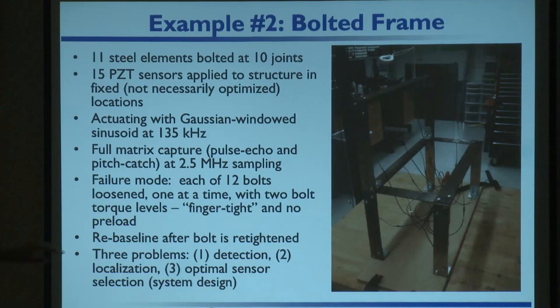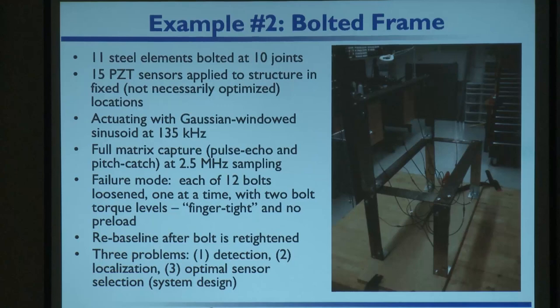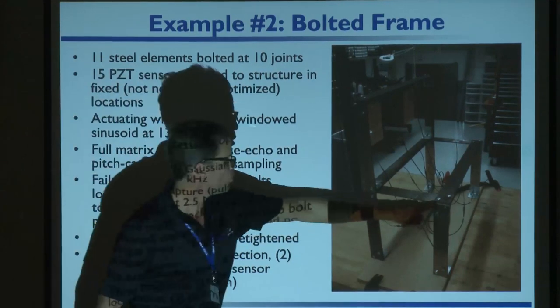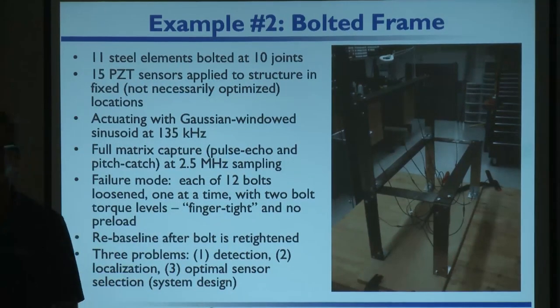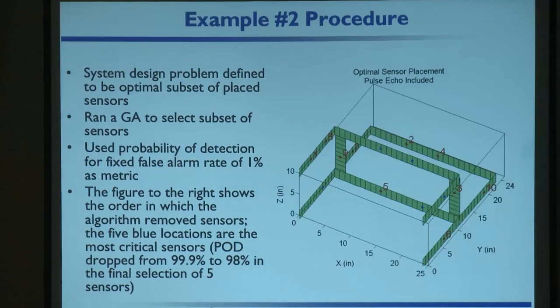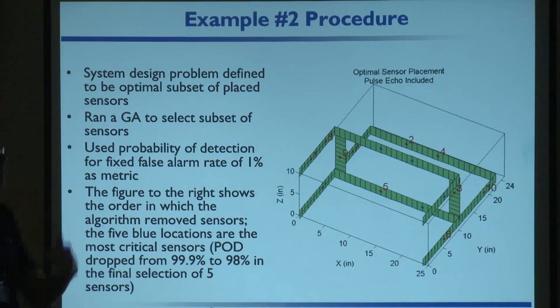We did it on other structures. Here's a bolted frame, more of a civil structure where damage was defined two ways. Quarter turns on a bolt and a magnet. We still used ultrasonics because it's what I'm the most familiar with. And here, for example, you can turn the problem around instead of what's the optimum design. Rather, you can ask a similar question, which is what we did here. What's the order you should remove sensors to maintain a certain level of risk or certain risk profile?